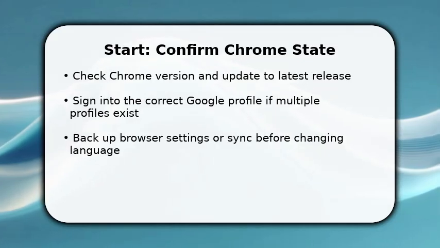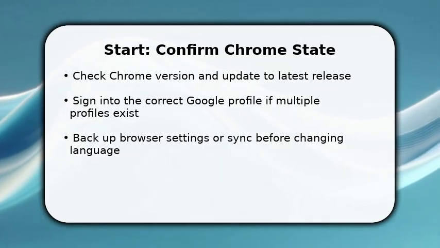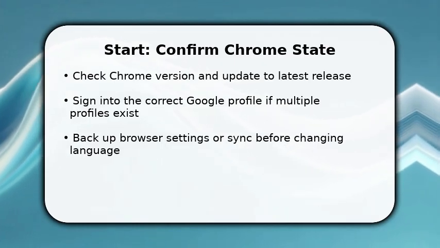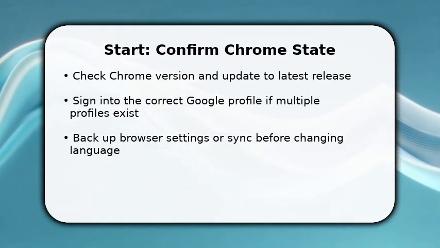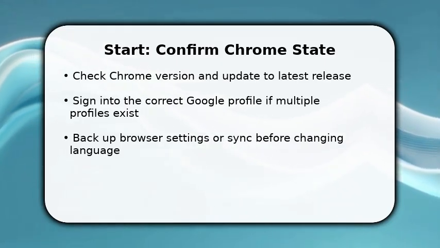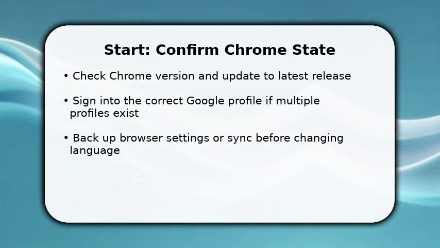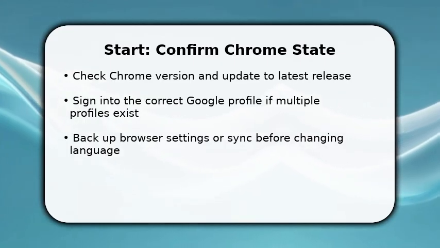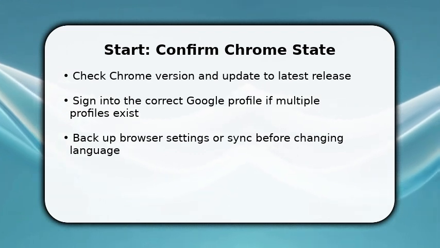You begin by confirming Chrome's current state. Check the version and update if needed, because language packs depend on the release. Once done, sign into the correct Google profile so your changes apply predictably. Make sure to back up or enable sync to preserve bookmarks and extensions before you change language settings. This prevents lost data if you need to restart. These initial steps are actionable immediately and set the stage for changing Chrome's display language correctly.